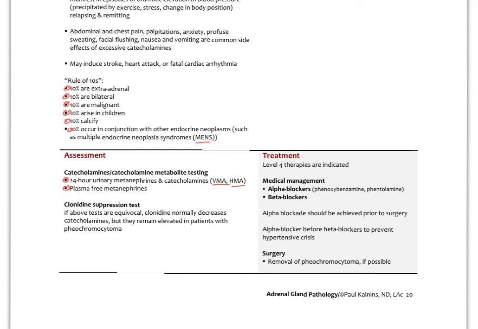The treatment really can be done medically, and that's first to give alpha blockers. So alpha blockers work on alpha receptors to block the catecholamines there. Phentolamine is a good example. And then you follow with beta blockers. And alpha blockers should also be given before any surgery, especially surgery to remove the tumors. And always alpha blockers should be given before beta blockers to prevent any hypertensive crisis.